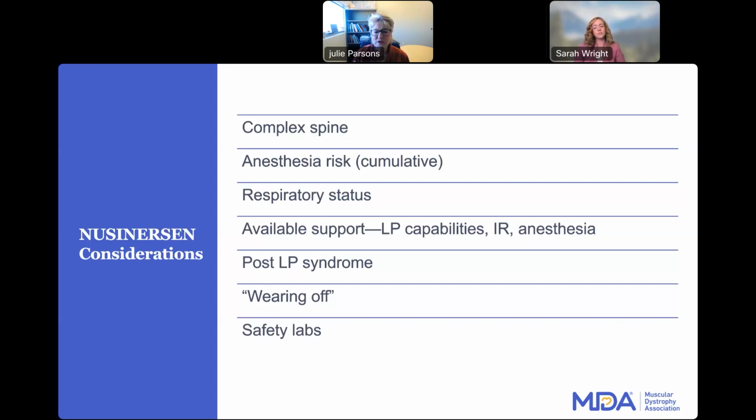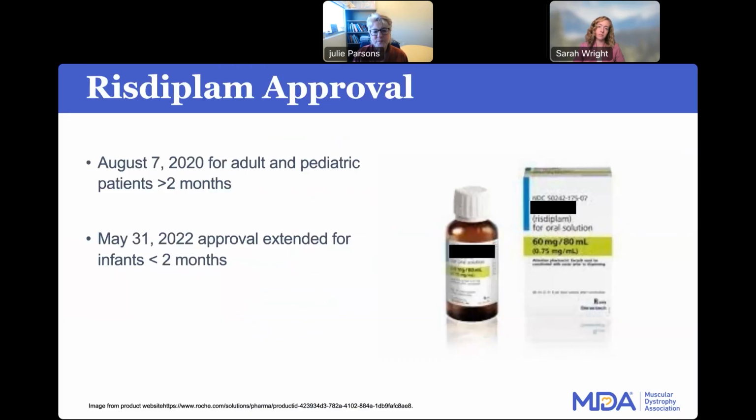Respiratory status of the patient is important. As I mentioned, there may be a post-LP syndrome in patients, and many of the older patients will complain of a wearing off effect where they don't feel quite as vigorous and quite as strong just prior to their next dose of nusinersen. And then safety labs have to be done prior to giving each dose, which is kind of a pain in the neck for patients. Next slide. Risdiplam was approved, as noted, for all patients with SMA in 2022. Next slide.